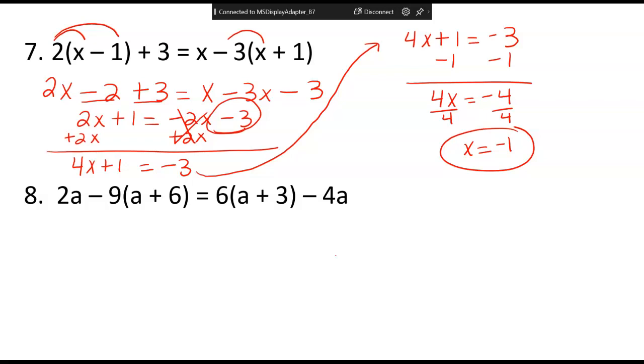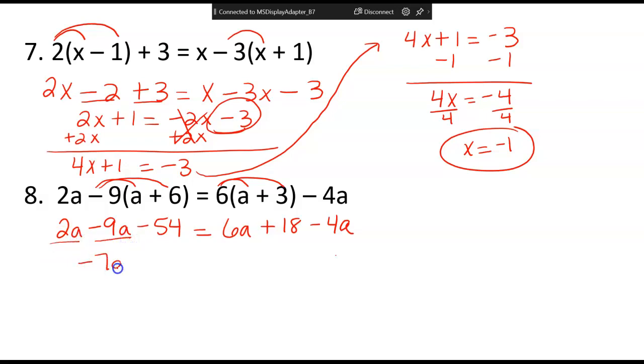All right, last one. Do I distribute that 2a to the a plus 6 in parentheses? No, it's going to come down. The only thing I do distribute is that negative 9. It is a negative 9, so when you distribute, make sure you distribute it as a negative. Again, I like to combine my terms. Here on the left, I have a 2a and a negative 9a. That's going to give me negative 7a. I have a 6a and a negative 4a, which is going to give me 2a. And I'm going to go from there.